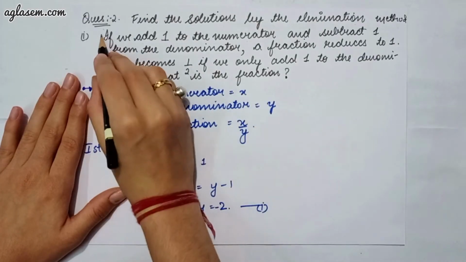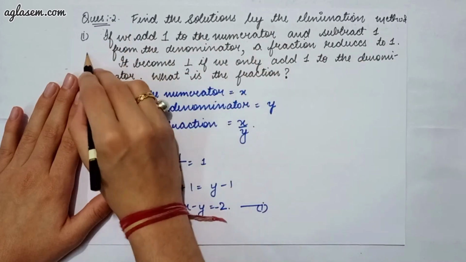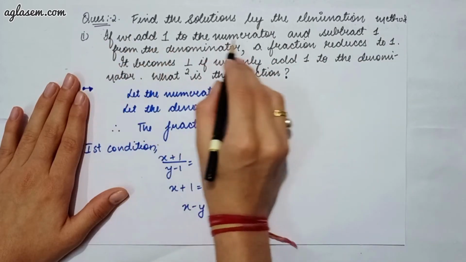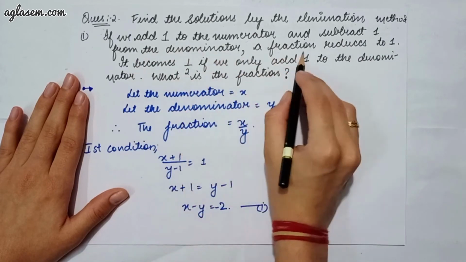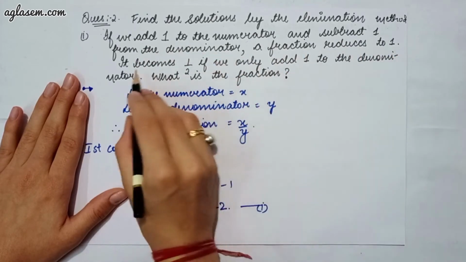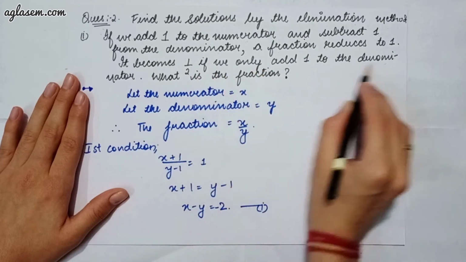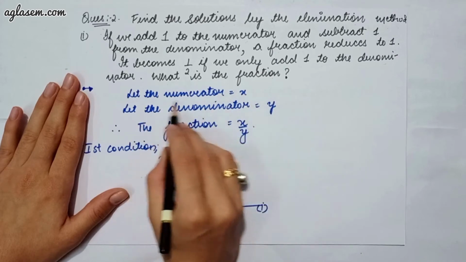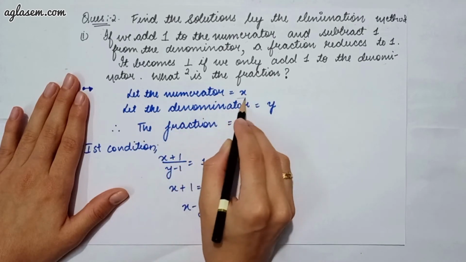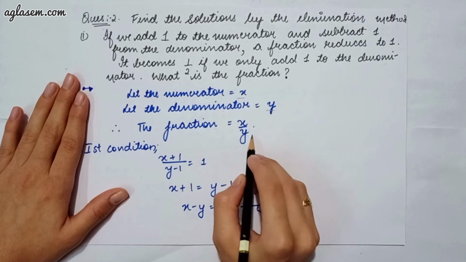Moving to our question number 2, which says find the solutions by the elimination method. Part 1 says if we add 1 to the numerator and subtract 1 from the denominator, a fraction reduces to 1. It becomes 1 upon 2 if we only add 1 to the denominator. What is the fraction? So here the answer is we have to let the numerator be x and the denominator be y. So the fraction will be x upon y.